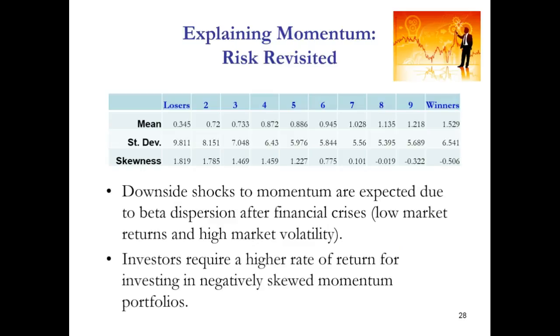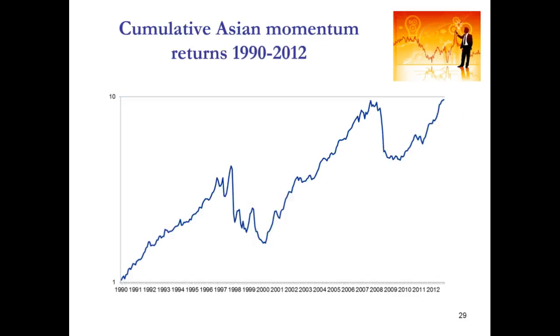Another way to think about this is to look at the time series of momentum returns across a period of time. So what I've got here is cumulative returns to the momentum strategy in the Asian region from 1990 through to 2012. What we're doing here is what we call a zero investment portfolio, where we take a long position in past winners and a short position in past losers and look at the cumulative returns. Starting from 1990 through to 2012, we can see that the trend is significantly upward.